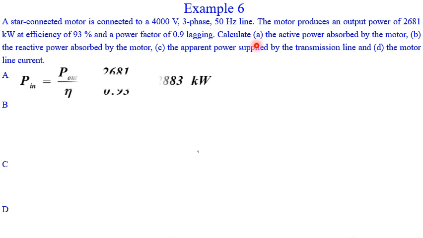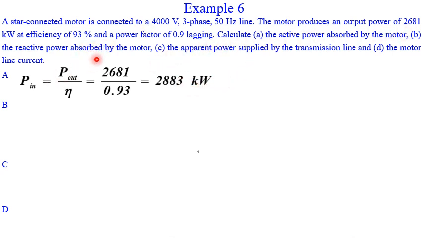So for A, to calculate the active power, the active power is also known as the input power. Since we know the efficiency here, we just use the efficiency formula. Efficiency is equal to output power over input power. So we now need the input power. Changing subjects, we get our input power as 2883 kilowatts. And afterwards, they said we should calculate the reactive power.